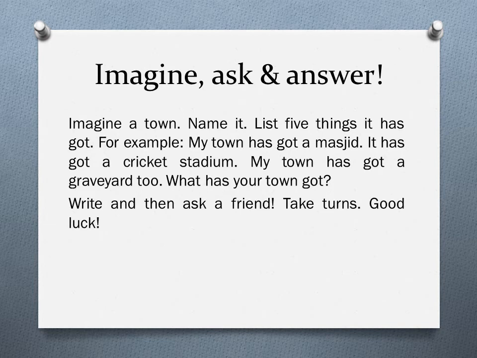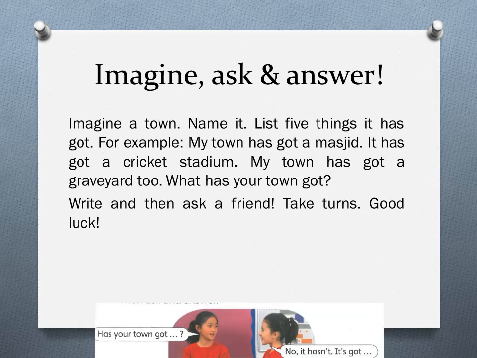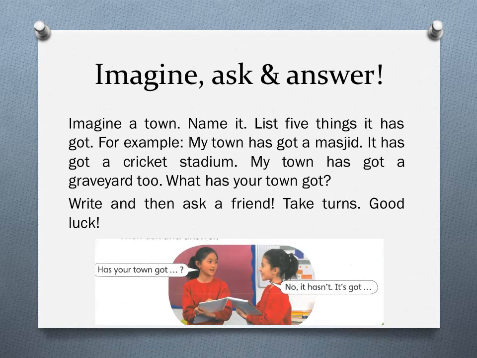Here is another exercise for you to practice this further. You have to imagine a town, okay? Name it if you want, and then list 5 things that your town has. For example, I've written here, my town has got a masjid, it has got a cricket stadium, my town has got a graveyard too. Now I have these things with me, and then I'll ask a friend to ask me, just like here. My friend can ask me, has your town got a cricket stadium?